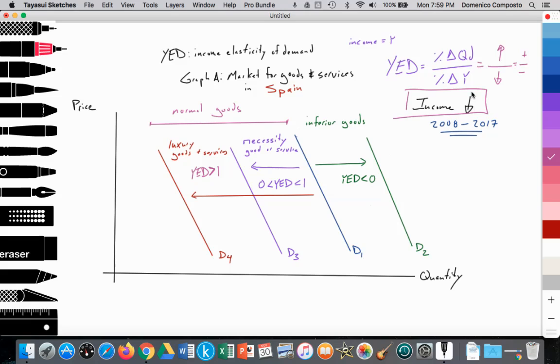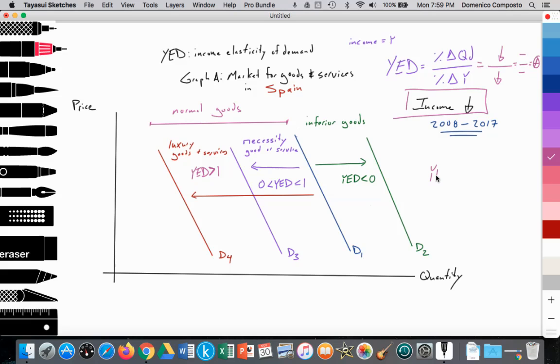As incomes continue to fall, demand for necessities that are normal goods decreases from D1 to D3. That provides a YED value between 0 and 1. It is a positive number because income is falling, but the quantity demanded for normal goods is also falling. Thus, we have a negative value divided by a negative value gives us a positive number. So YED is greater than 0. As incomes continue to fall, demand for luxury goods decreases from D1 to D4. Here, YED is greater than 1.